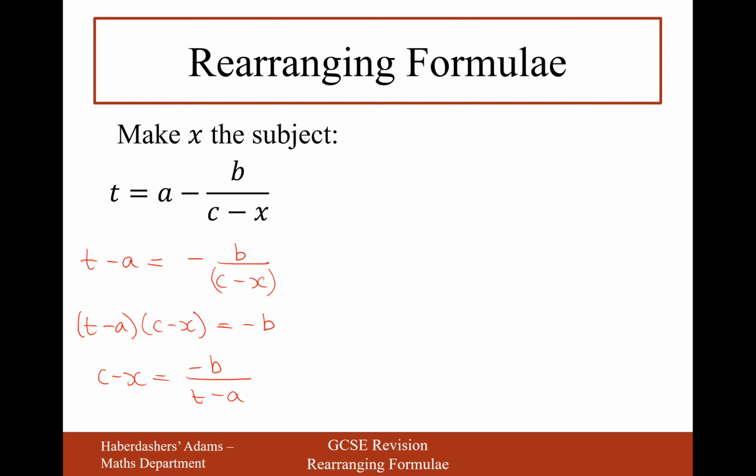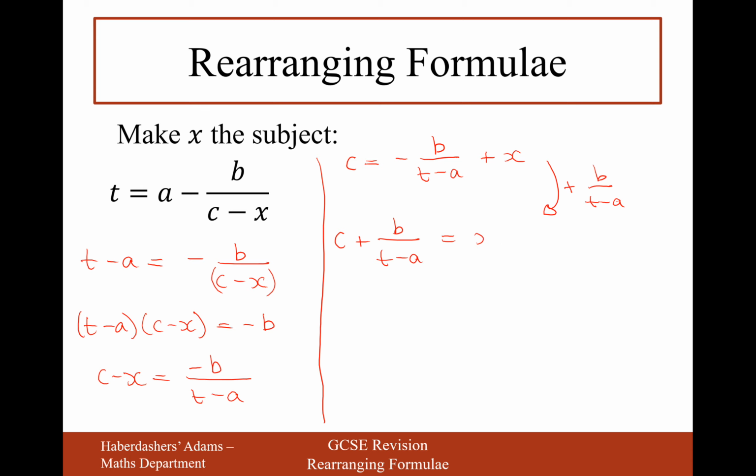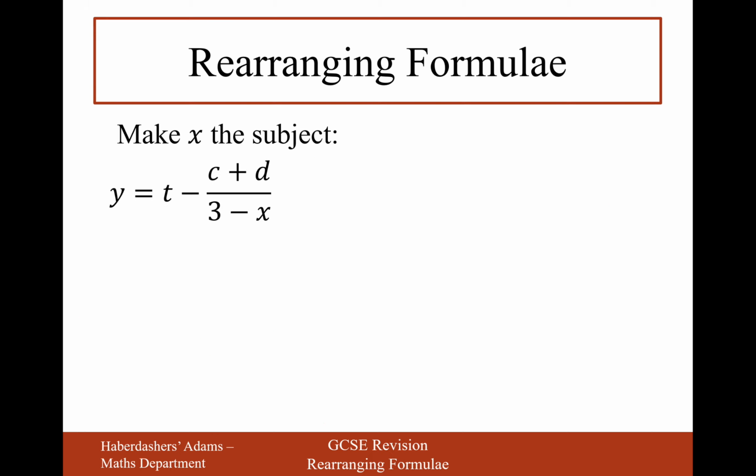X is in a bit of a negative situation here, so I'll add it onto the other side. So c equals minus b over t minus a plus x. And then I'll have to get rid of this thing from the right-hand side onto the left-hand side. So I'll add b over t minus a. So that's going to give us c plus b over t minus a equals x. Good. So this term here is a negative expression at the moment, so I'll have to add it onto the other side. And there we are, that's the answer to that question. Let's move on to the next one.